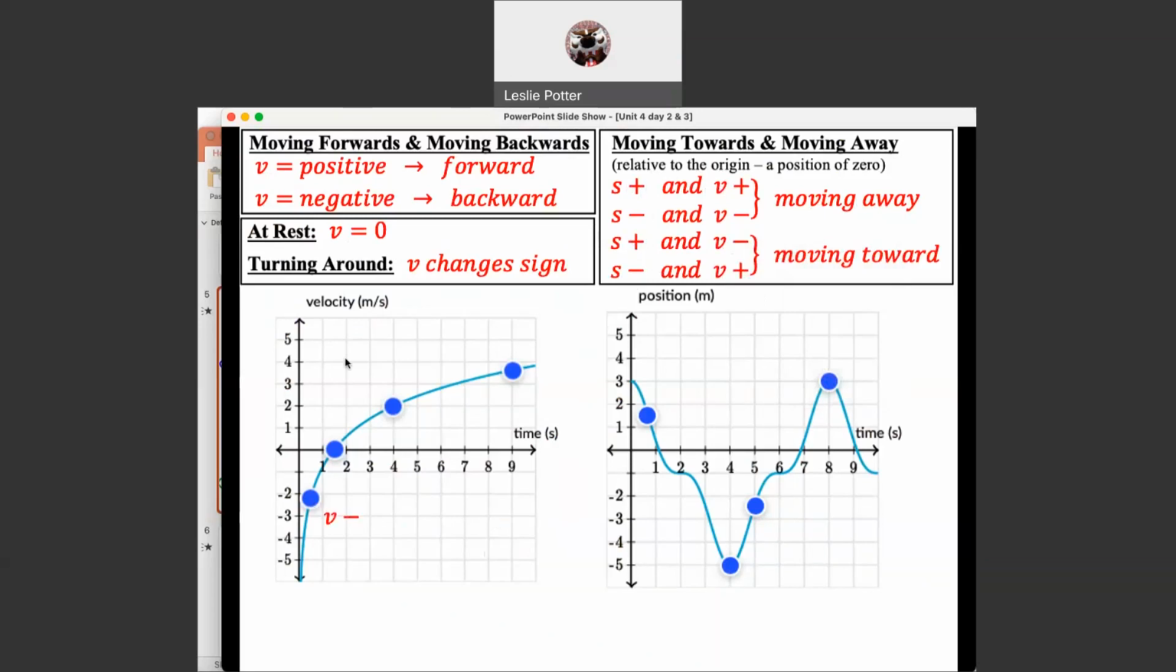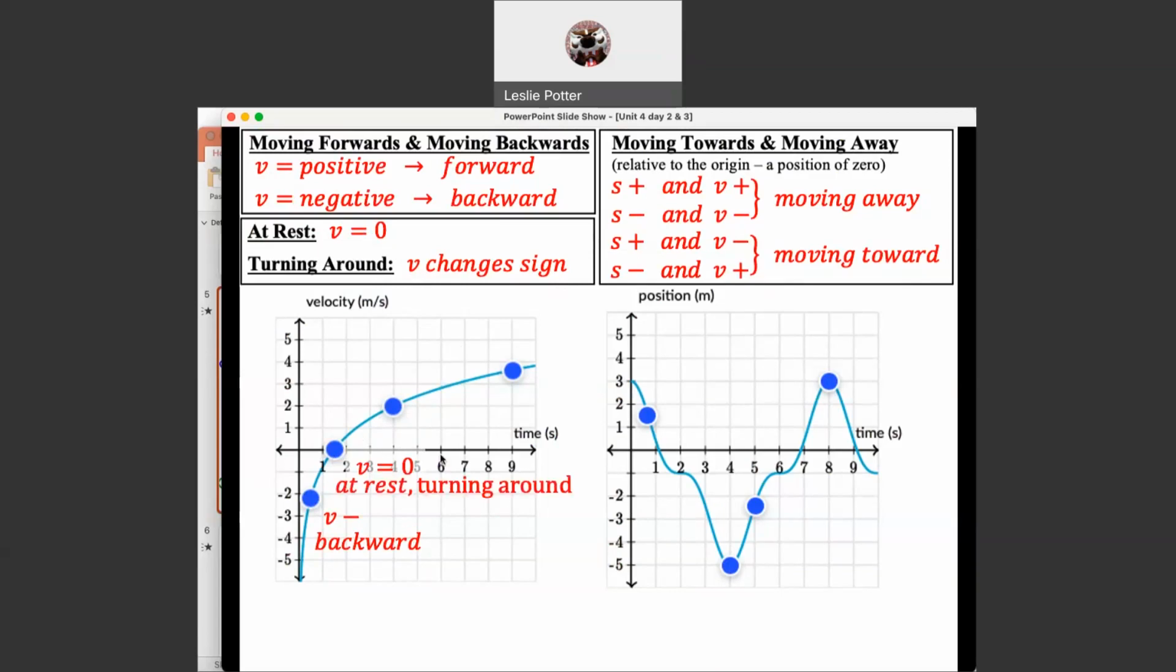Well, if this is velocity, this shows that we have negative velocity right here at this location. And so we must be moving backwards. We've got negative velocity. Here we've got a velocity of zero, so we must be at rest. And if you notice, on either side of this point, we go from negative to positive velocity. So our velocity is changing sign, so we also must be turning around.